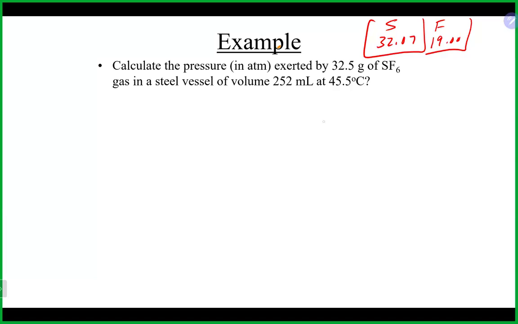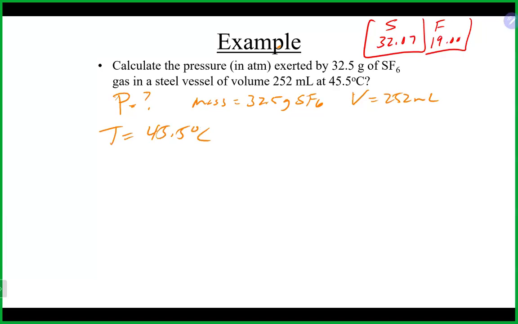Okay, so let's take a look. Again, as we talked about, if you pull out the information, it will maybe help point you in the right direction. Obviously here we're looking for a pressure. We have a mass of 32.5 grams of SF6, a volume of 252 milliliters, and a temperature of 45.5 degrees Celsius. So we have a pressure, a volume, a temperature. We don't have moles, but we do have grams, which means we can get to moles.